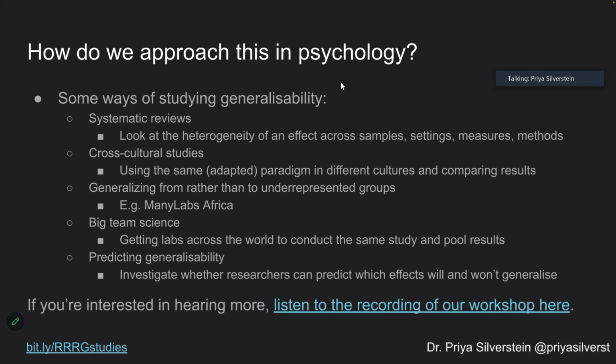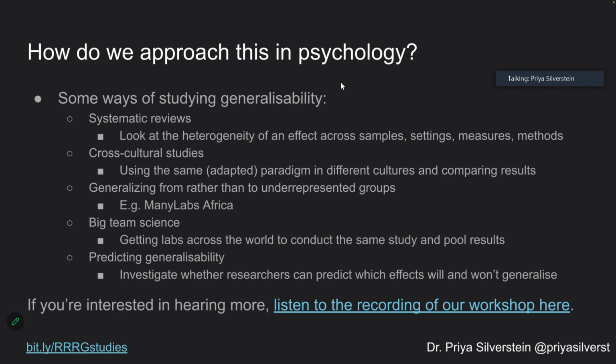One is systematic reviews. We look at the heterogeneity of an effect across samples, settings, measures, methods. The studies included in a systematic review are likely to vary on these factors. So if we can quantify this and work out, oh, is it the case that whenever this sample is used, we get a larger effect than when this other sample is used, for example. We also do a lot of cross-cultural studies, so we can use the same or a slightly adapted paradigm in different cultures and compare the results that we get.